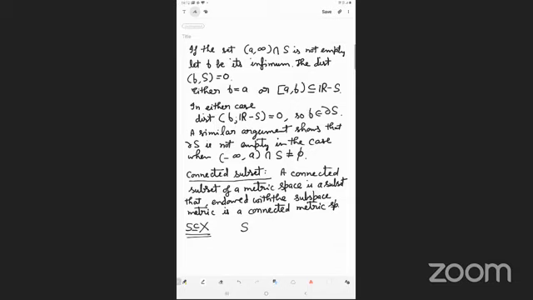We can also see it in another way. For this, we have to first define separation.